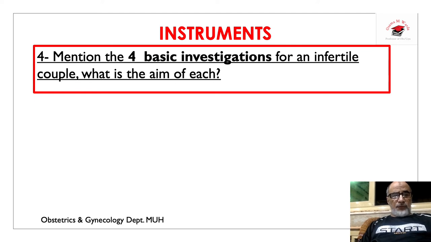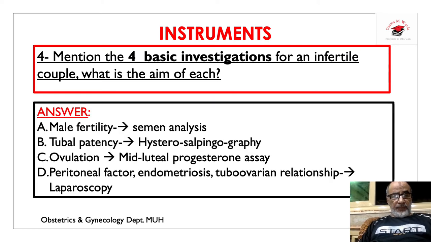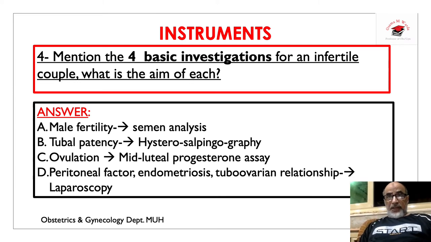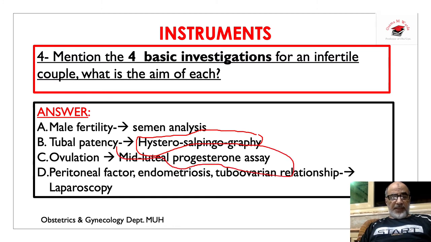Mention the four basic investigations of an infertile couple. The four basic investigations of an infertile couple include: for the male, semen analysis; tubal patency by hysterosalpingogram; ovulation by mid-luteal progesterone assay; and peritoneal factor of infertility with laparoscopy.